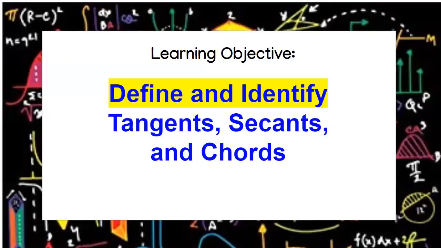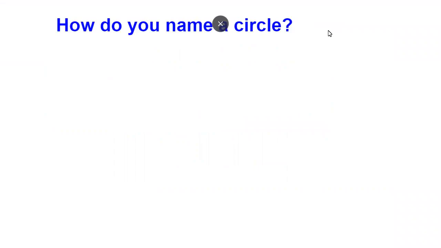Or other lines that we have here, but the main ones that we're going to focus on are tangent, secant, and chords. The other ones we should have been introduced to in our previous math classes, but we're just going to define them here again, okay? So with that said, let's ask ourselves, how do you name a circle?